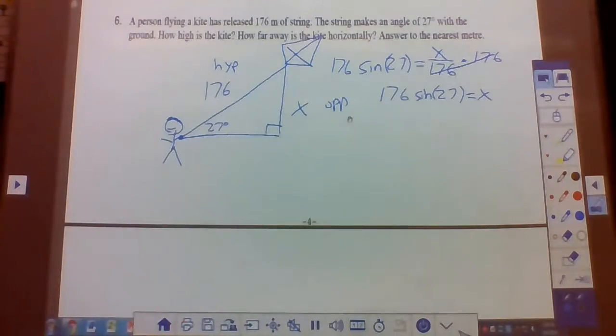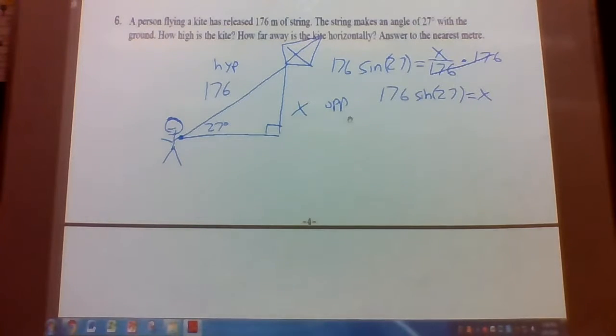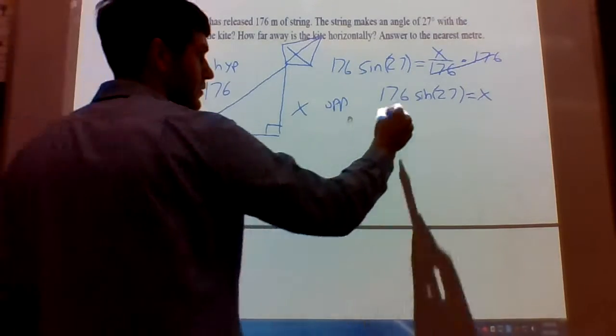So 176 times the sine of 27, 79.9 meters.